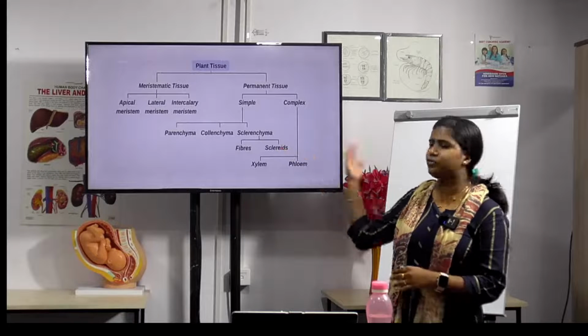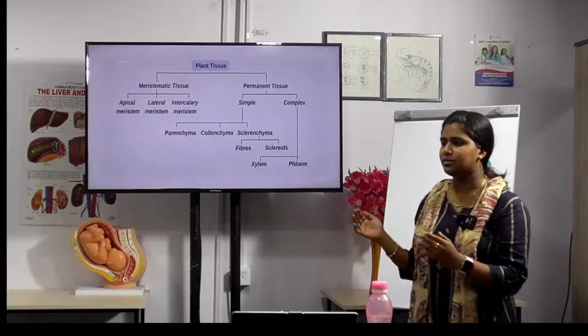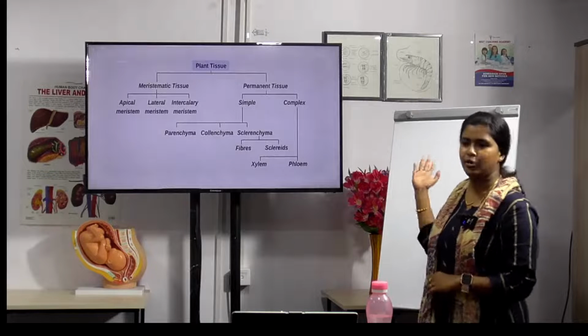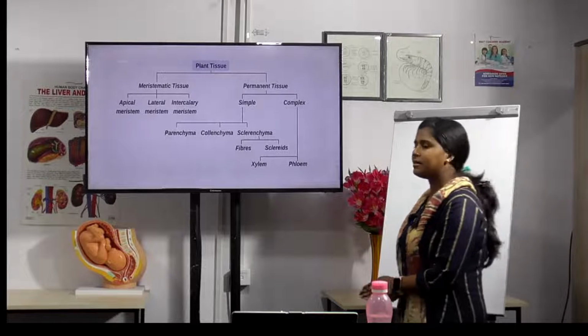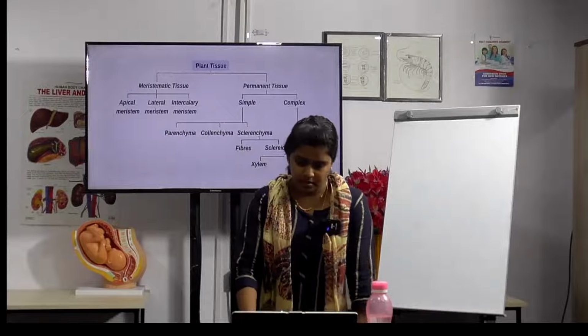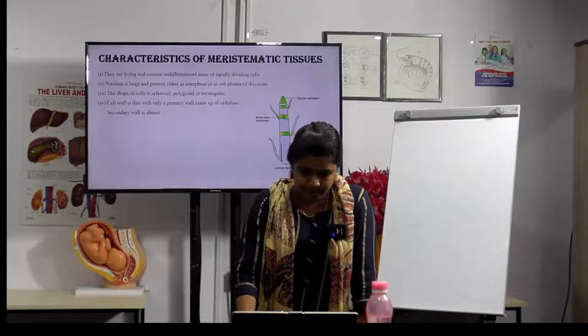Okay, as I said before, it is divided into two, divided to form a permanent. So permanent tissue will always be composed of what? Yes, and it is divided into simple and complex. Simple is divided into parenchyma, collenchyma, sclerenchyma, whereas complex is fiber and xylem and phloem. Okay, now let us see about meristematic.